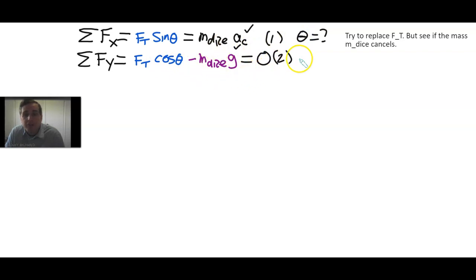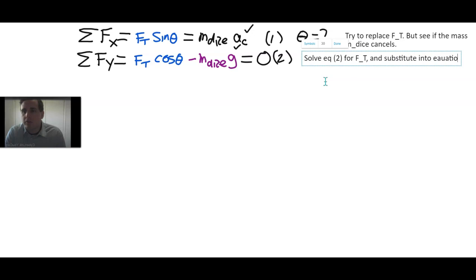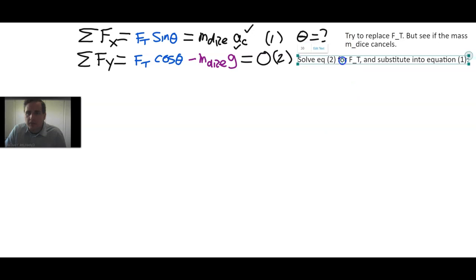So I'm going to suggest we solve equation 2 for the tension force and substitute it into equation 1. So I'll write that down. Solve equation 2 for the tension force, and substitute into equation 1. Okay, so let's do that, in fact. Let's see what we get.